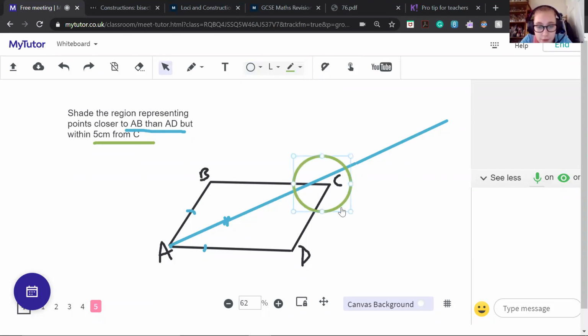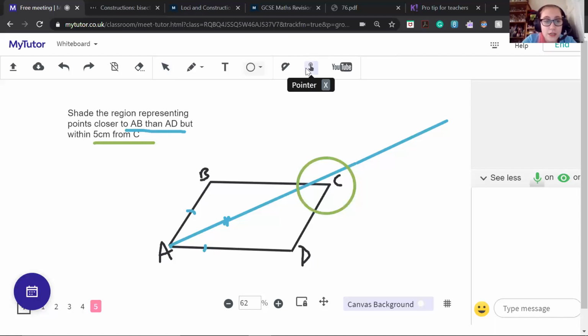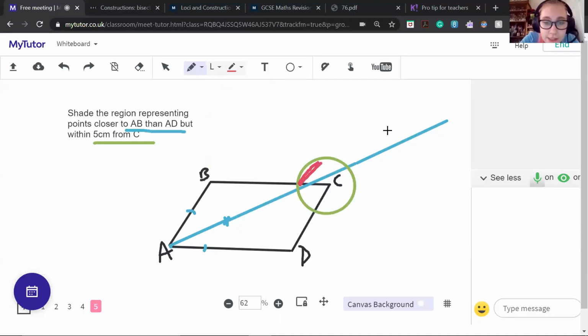Now, that's not quite center C, there we go. And now everything, we want to shade the region representing that. So the region of everything within 5 centimeters from C, remember, is everything inside this circle. So we want everything on this side of the line and inside the circle. So our final region is this kind of semicircle bit here.